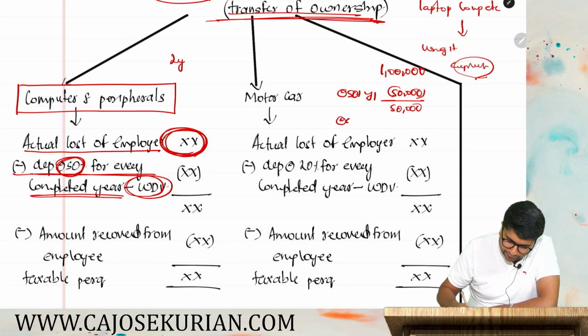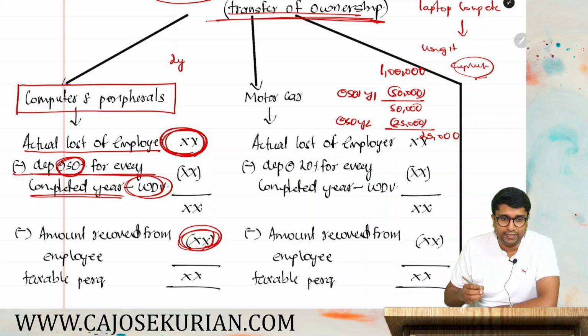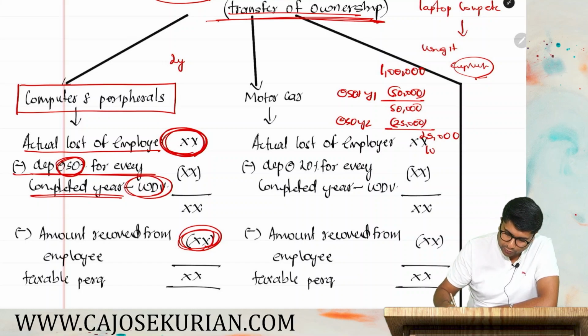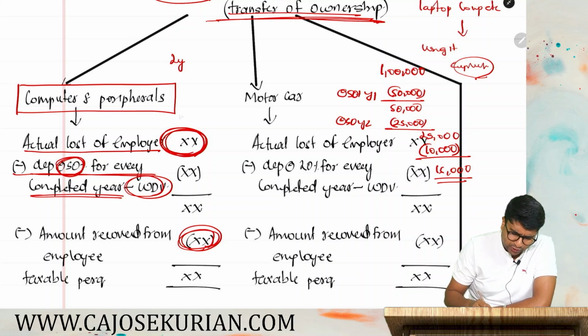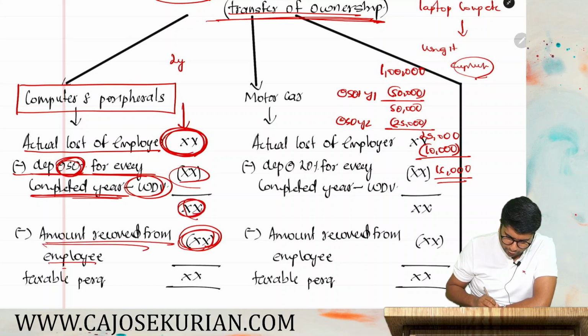And again 50% for year 2, the completed year. So that will be 25,000. So the remaining value will be how much? 25,000. From that you deduct any recoveries from the employee. Say in year 3, the employer has transferred that laptop for 10,000 rupees to the employee. That means the employee has paid 10,000 rupees to the employer. So the taxable value of perquisite shall be how much? 15,000. So how do you value a computer and other related peripherals? You take the actual cost to the employer, then you deduct depreciation at 50% for every completed year. From the remaining value, if there is any recovery from the employee, you deduct that too. If there is any balance value, that shall be the taxable value of perquisite.